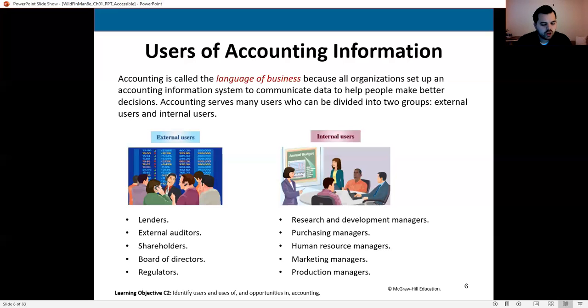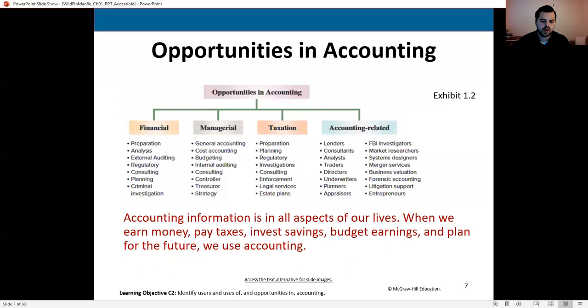So when we're talking internal, we are primarily dealing with the internal managers that make the company run on a day-to-day basis. That is who we are concerned about. Now, because this is your first accounting course, we do need to briefly, and I do mean very briefly, cover different things you can do with an accounting degree.